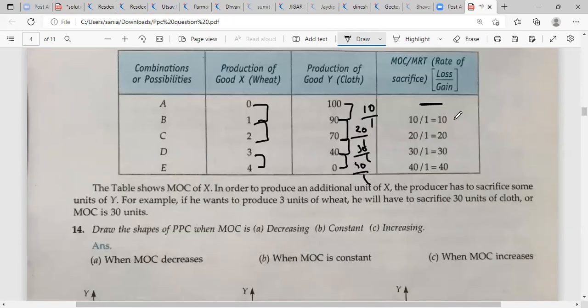So now you can check that MOC is basically increasing, right? 10, 20, 30, 40. So what will be the shape of the PPC? It will be concave to the origin, right? Yes, ma'am. If in case your MOC is decreasing, what will be the shape? Convex. Yes. And if it is constant? It will be a straight line.